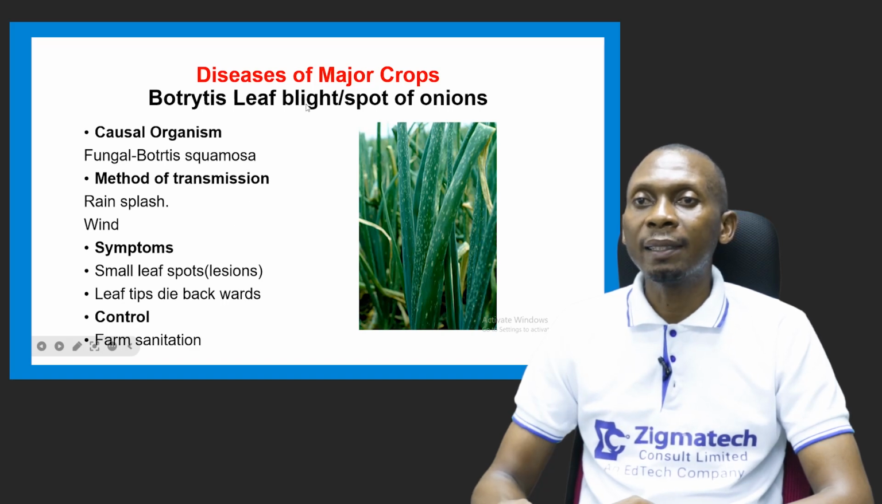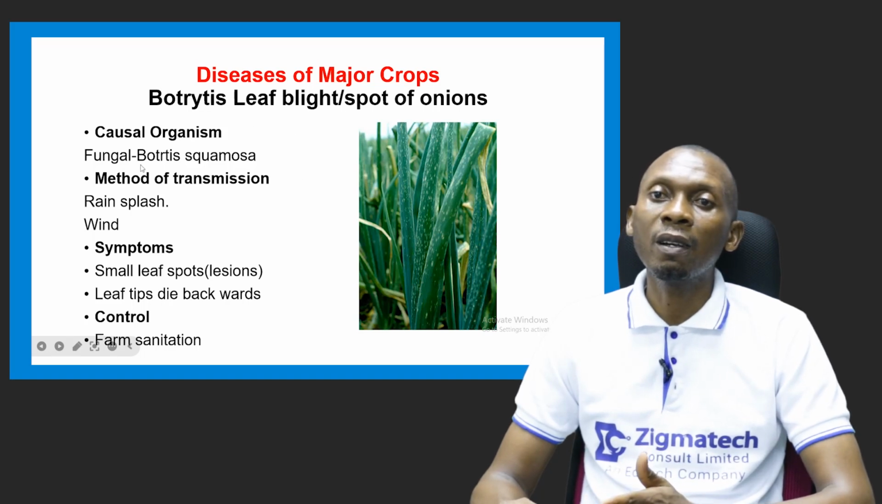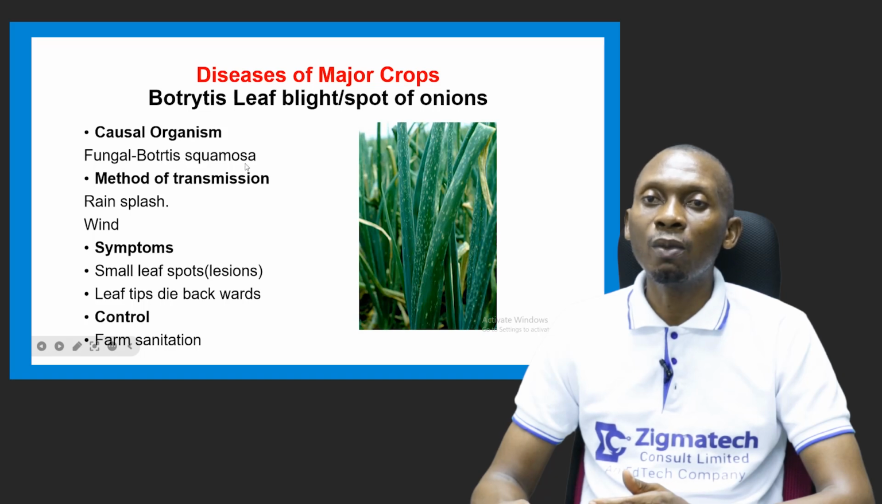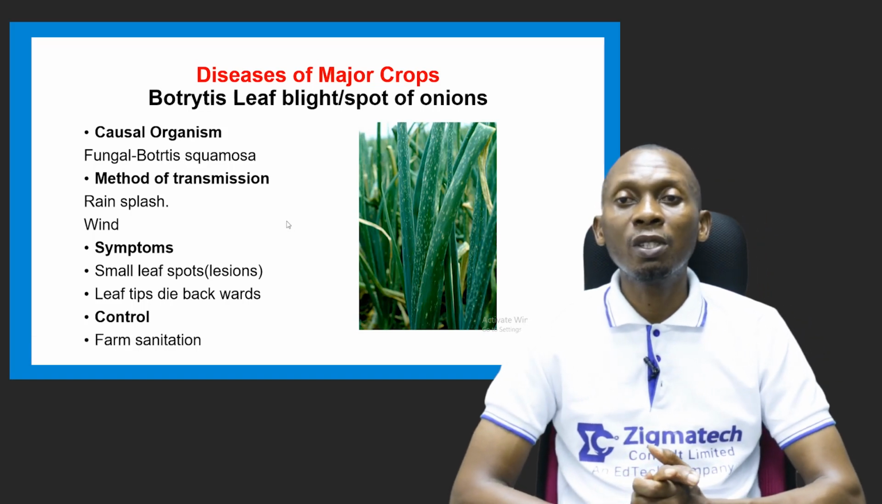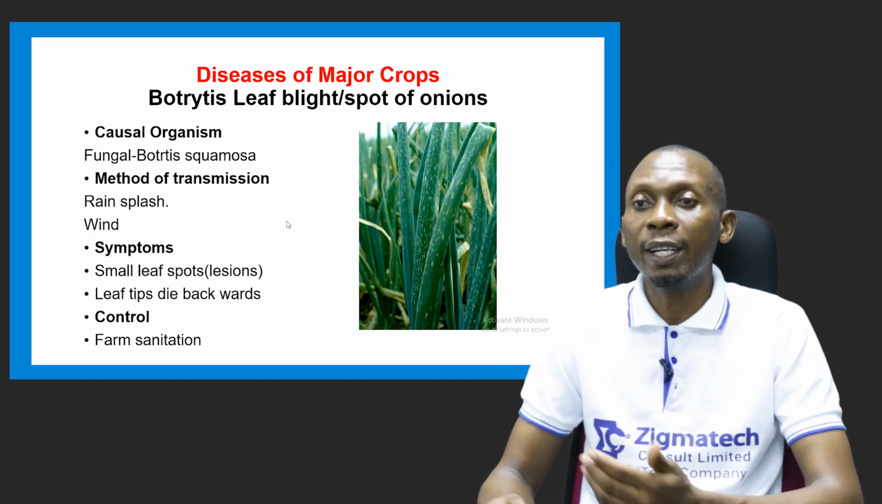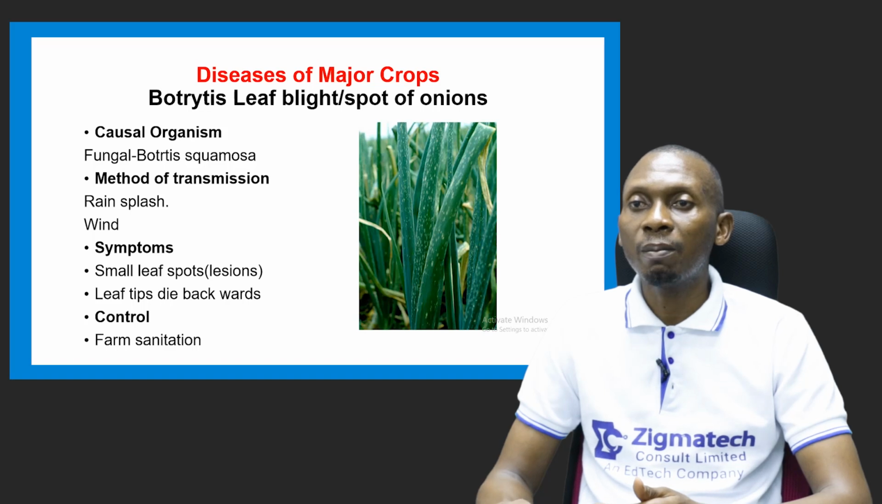Botrytis leaf blight or spots, or Botrytis leaf spot of onions, is caused by the fungus Botrytis squamosa, and of course, please take note of the spelling, B-O-T-R-Y-T-I-S, Botrytis squamosa. Now, the mode of transmission is through rain splash or wind, and the symptoms here are small leaf spots or lesions. Look at it. As you can see on the picture here, small leaf spots or lesions, and the leaf tips die backwards as well, and it is controlled by proper farm sanitation.